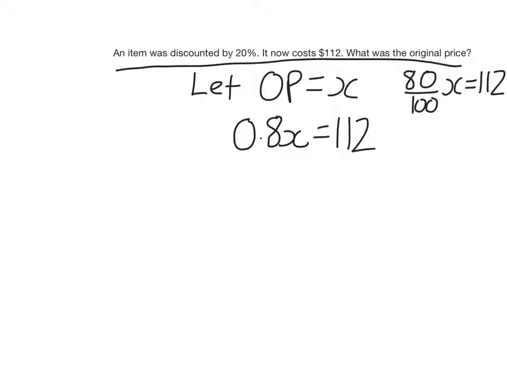Okay, so now what we want to do is get x by itself. This is 0.8 times x, so we need to divide each side by 0.8. And you just put this on your calculator, you get x equals 140. Okay, so this makes sense, because if something costs $140, if you discount it by 20%, 20% of 140 is 28. So it'll be discounted by $28 and therefore cost $112. So in this case, we were dividing rather than multiplying as in the last case.